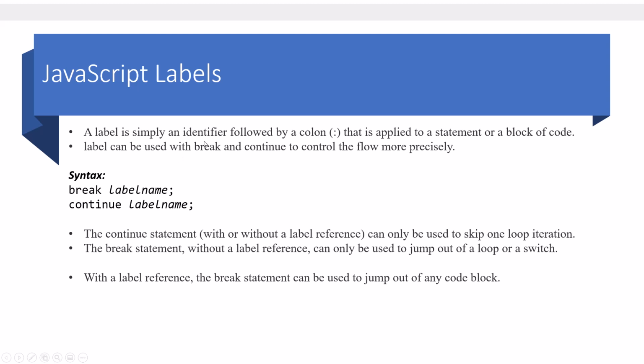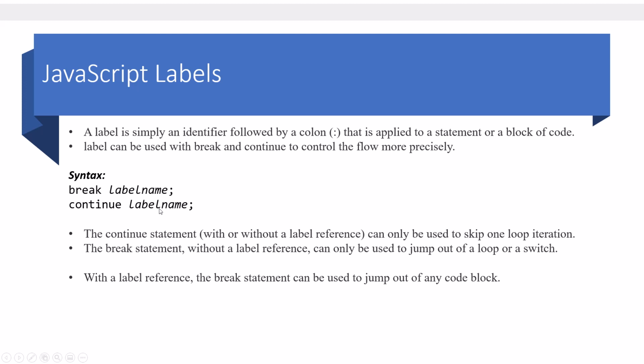A label is simply an identifier followed by a colon that is applied to a statement or a block of code. Also, a label can be used with break and continue to control the flow more precisely. For example, the syntax is given here. I have the break statement, and I can even give the label name where I want to use the break statement. Also continue with the label name.